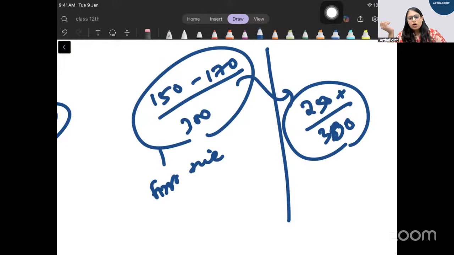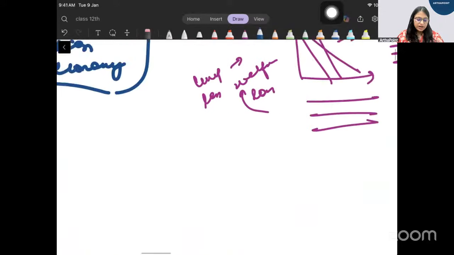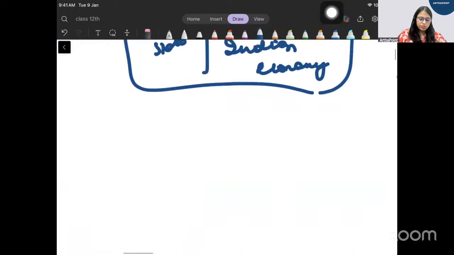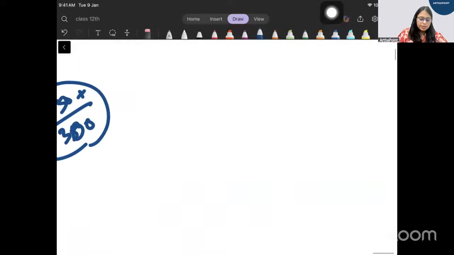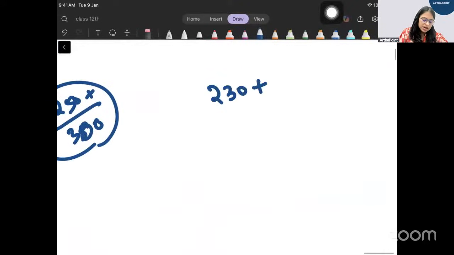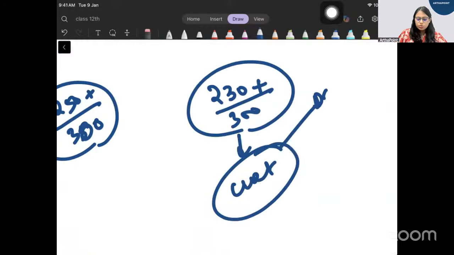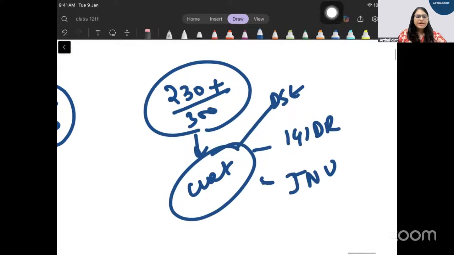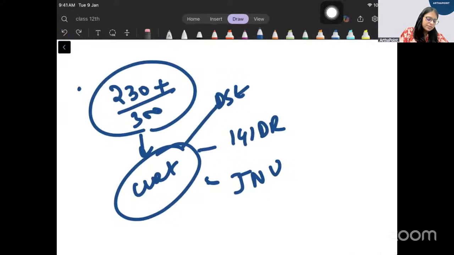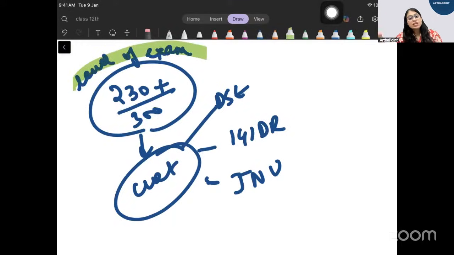For DSC, approximately how many questions should we get correct for DSC and JNU? So as I said, the agenda is to get 230 plus. I wrote it in another sheet. You need 230 plus out of 300 in the actual exam to get through DSC, IGIDR, JNU, based on the level of exam, which changes every year. If the exam is difficult, it can go down to 210 also. If the exam is easy, then it can go up to 250 also.